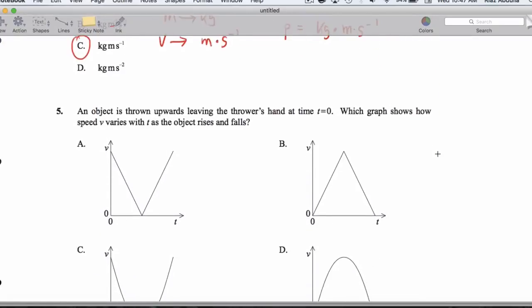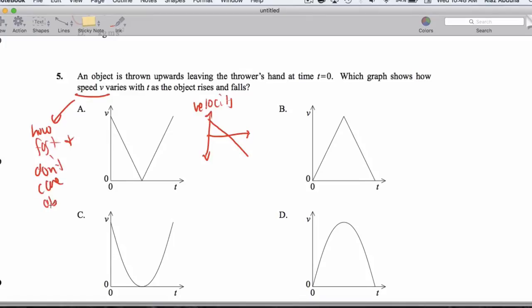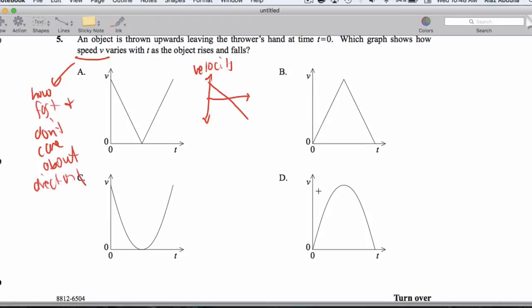And then number 5, how does the speed vary? Well, let's talk about how velocity varies first. When I throw something up in the air, the velocity starts off being positive, then it stops, and then it speeds up going backwards. But I want to know how the speed varies, which is simply how fast, and I don't care about direction. These two graphs here, C and D, they're tempting, but they're not right. These are position graphs.